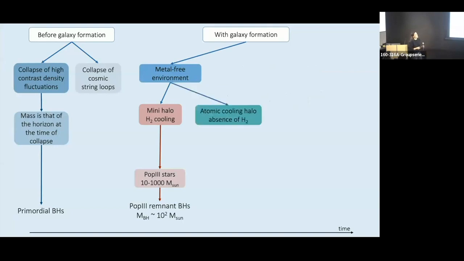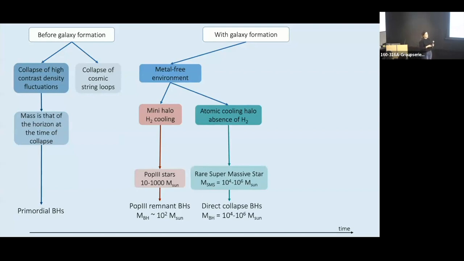And then in atomic cooling halos, if you do not have an efficient coolant, so if you keep the temperature of the gas high enough that you avoid fragmenting the gas into proper stars, but rather keep a large amount of gas available to form only one single, very massive star, then you can form a much larger massive black hole seed.